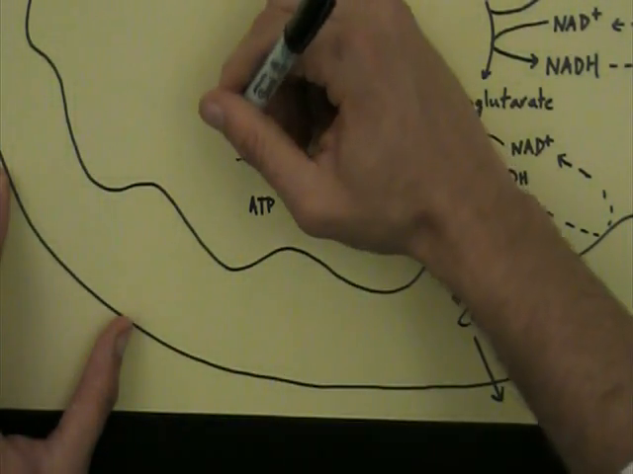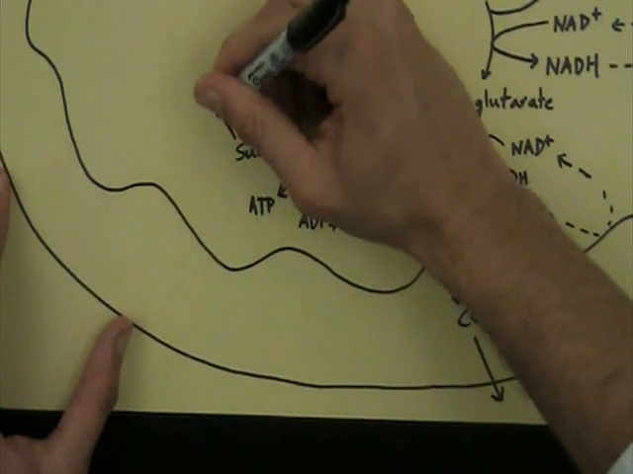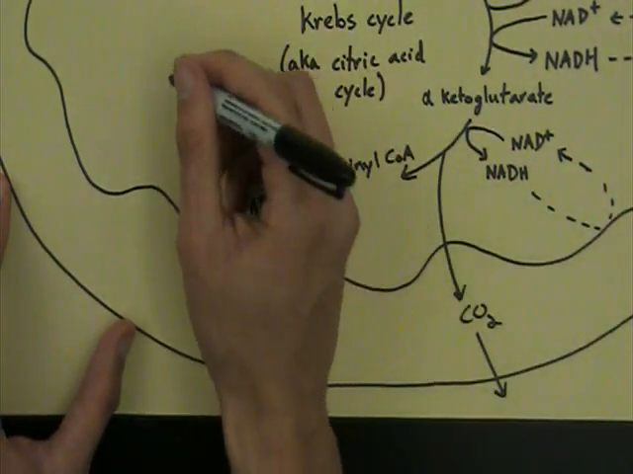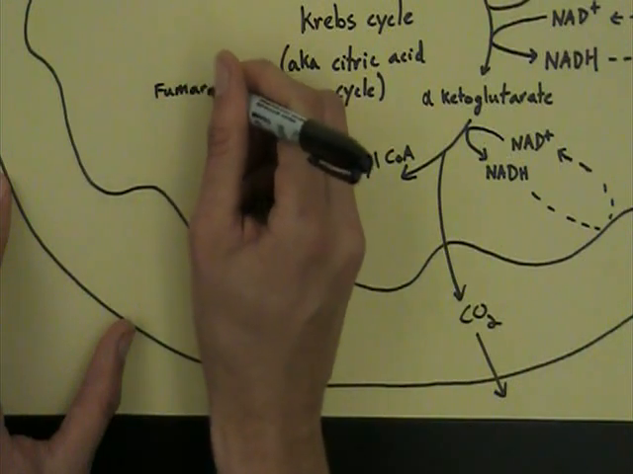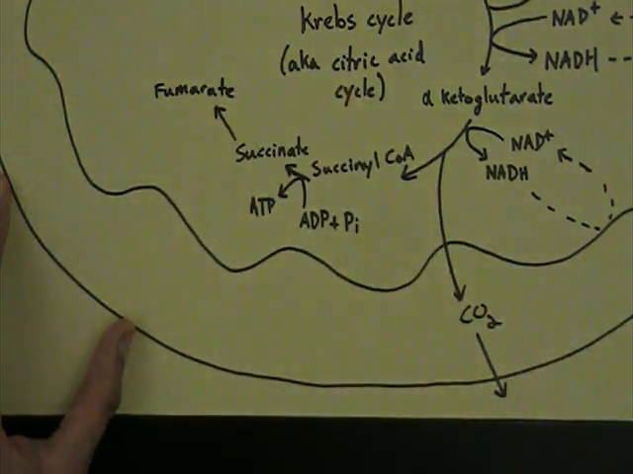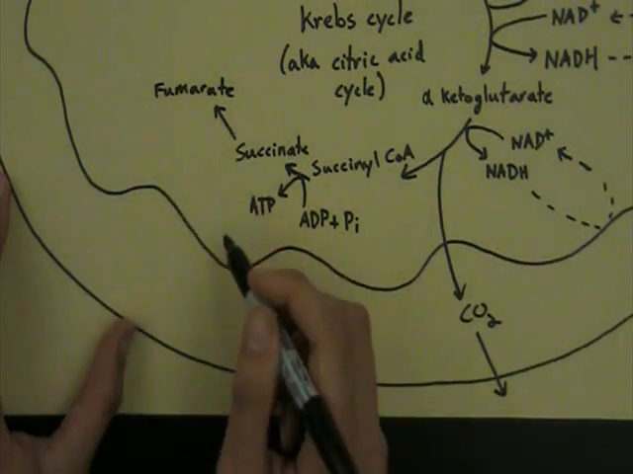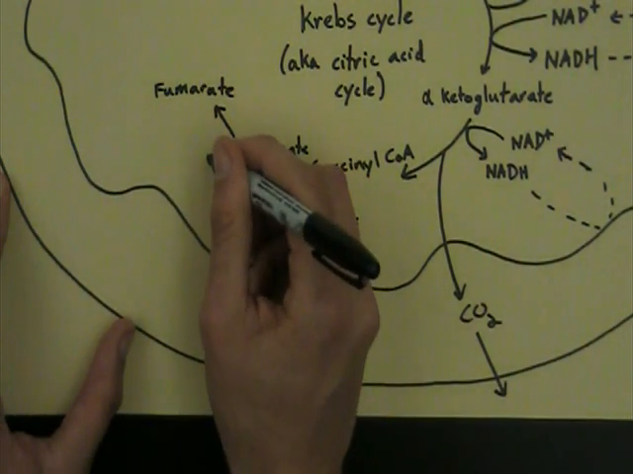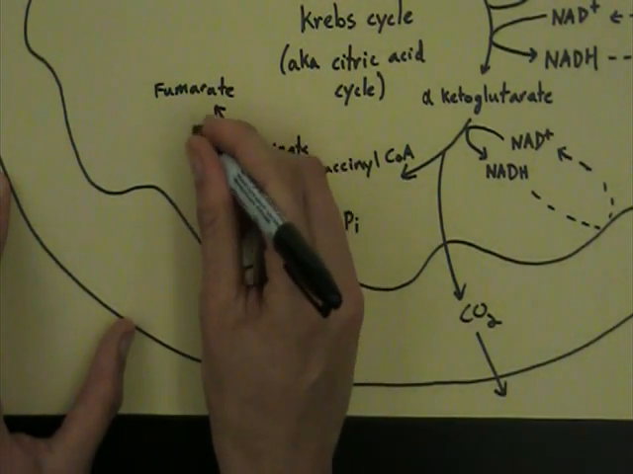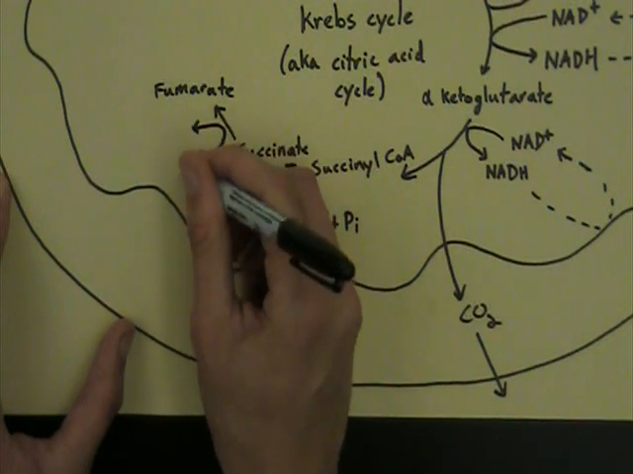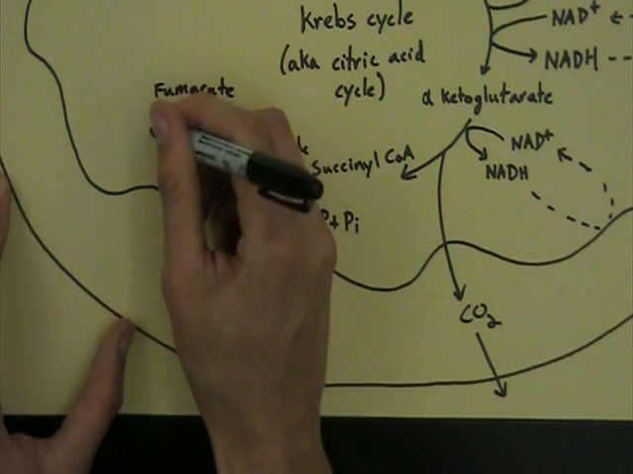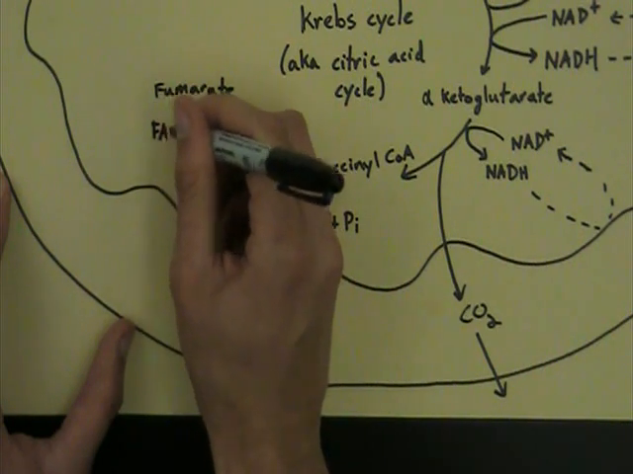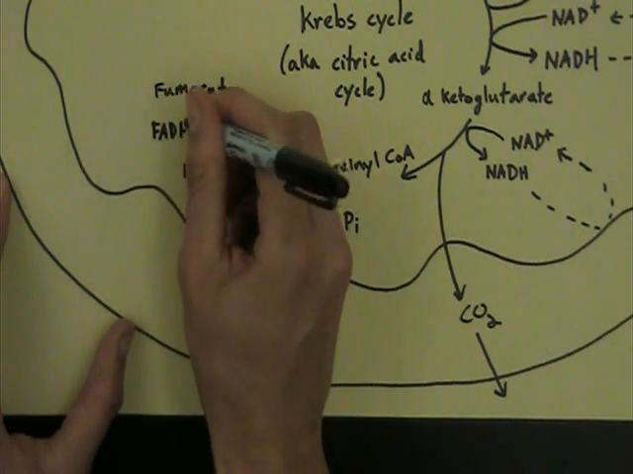Succinate is then converted into another molecule called fumarate. Oh, these great names. Doesn't this make you want to be a biochemist? Succinate to fumarate, and this converts something that we have not come across before. FAD+ to FADH2.